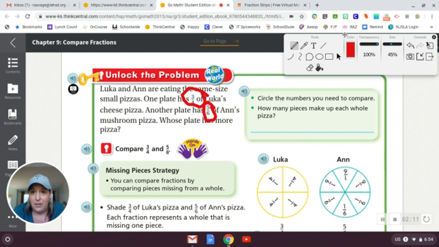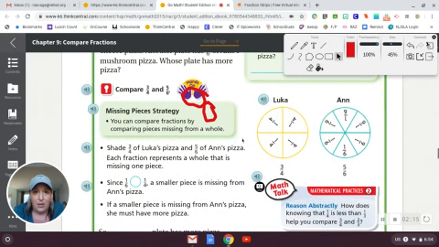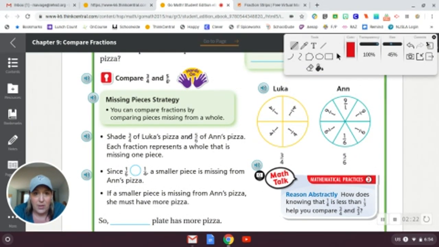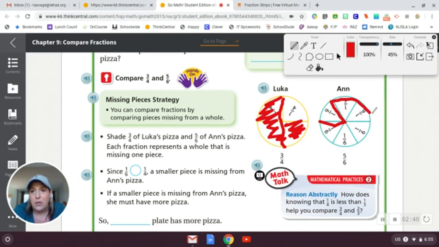All right. Let me get this. Okay, so we're going to do some shading. We're going to shade 3/4 of Luca's pizza. I'm going to go quick here, 3/4. And 5/6 of Anne's pizza. So 6/6 is a whole. So I'm going to shade all of this except for one piece.